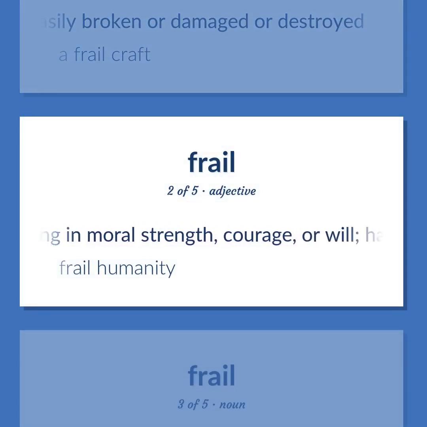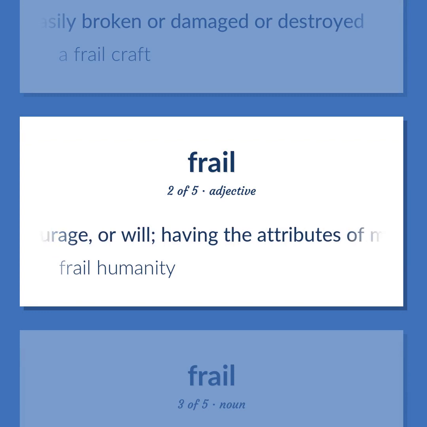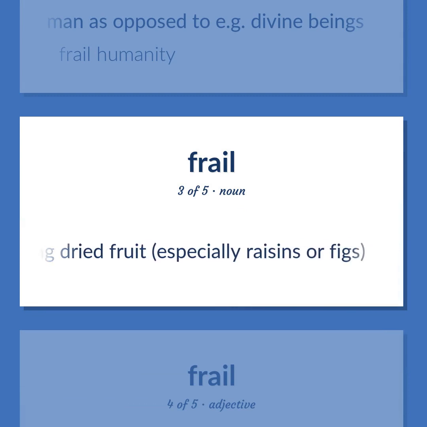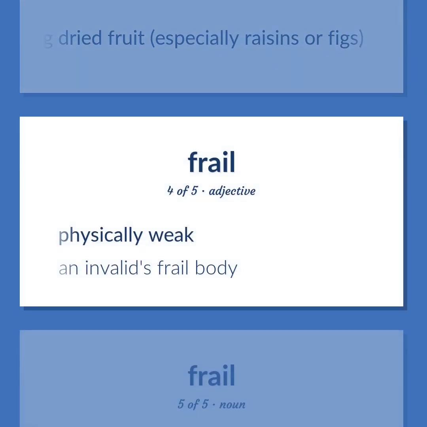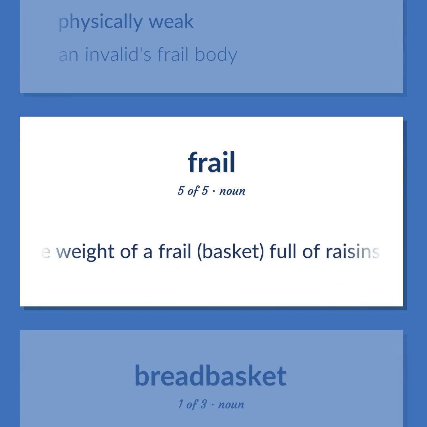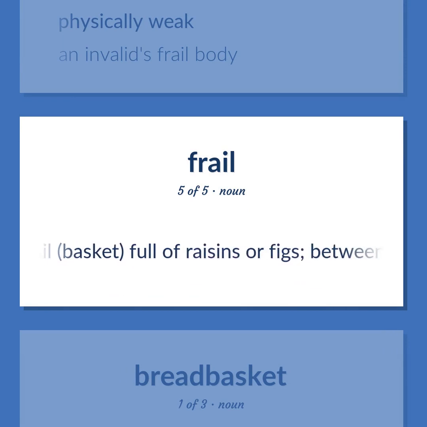Wanting in moral strength, courage, or will. Having the attributes of man as opposed to e.g. divine beings. Frail humanity. A basket for holding dried fruit, especially raisins or figs. Physically weak. An invalid's frail body. The weight of a frail basket, full of raisins or figs, between 50 and 75 pounds.